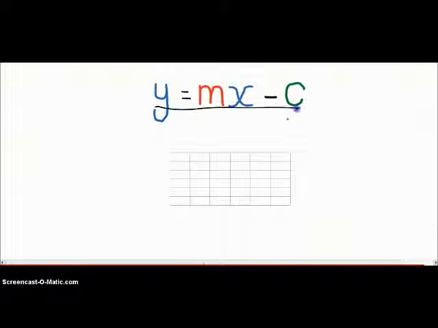Now here we have a linear equation. We have two variables, y and x, and the gradient. The gradient is the measurement of how steep a line is.